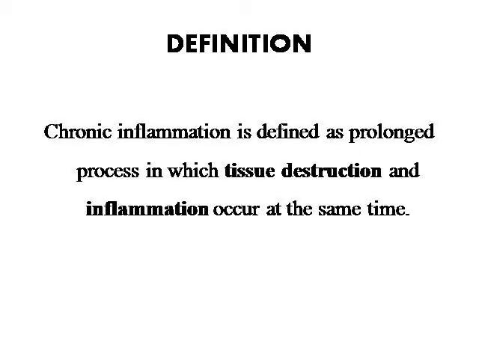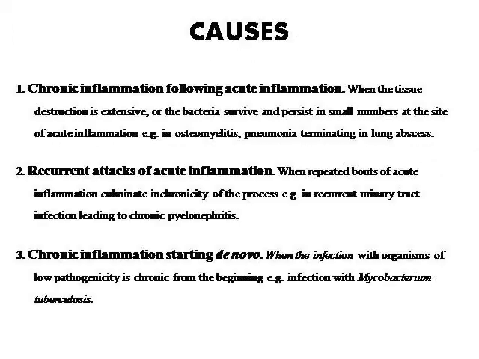we have dealt with in our first class of inflammation and healing, it is a prolonged process of inflammation. So the definition goes as: chronic inflammation is defined as a prolonged process in which tissue destruction and inflammation occur at the same time. So here we see both processes occurring at the same time. That is, tissue destruction is going on, as well as inflammatory changes found at that particular point. So both occur together in chronic inflammation.